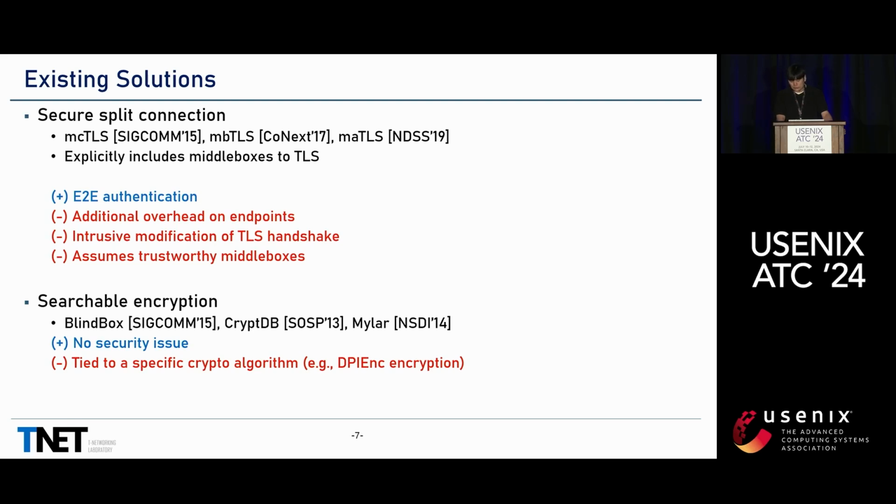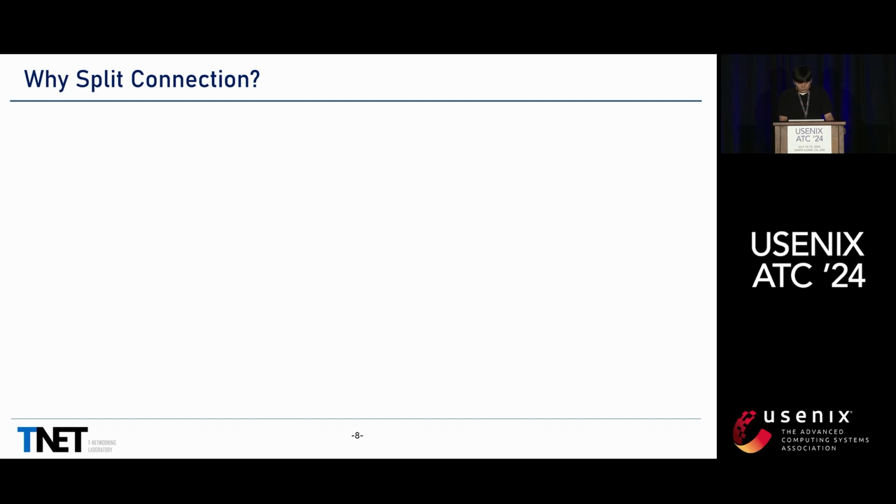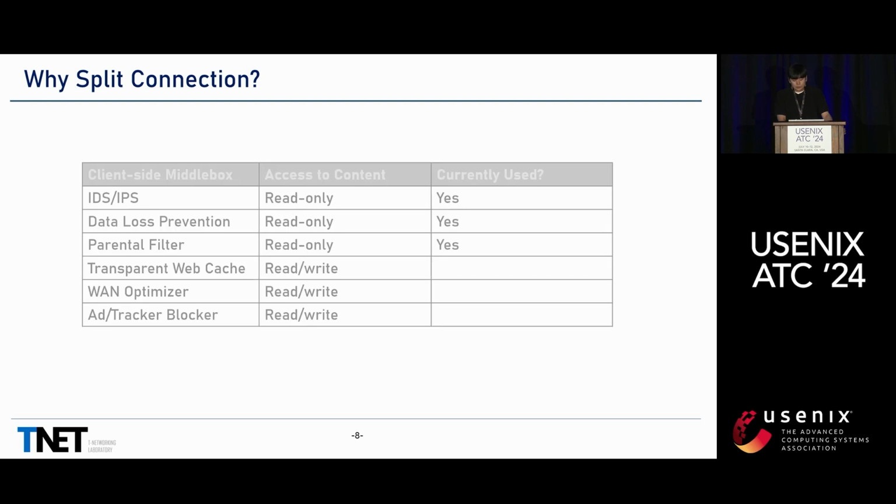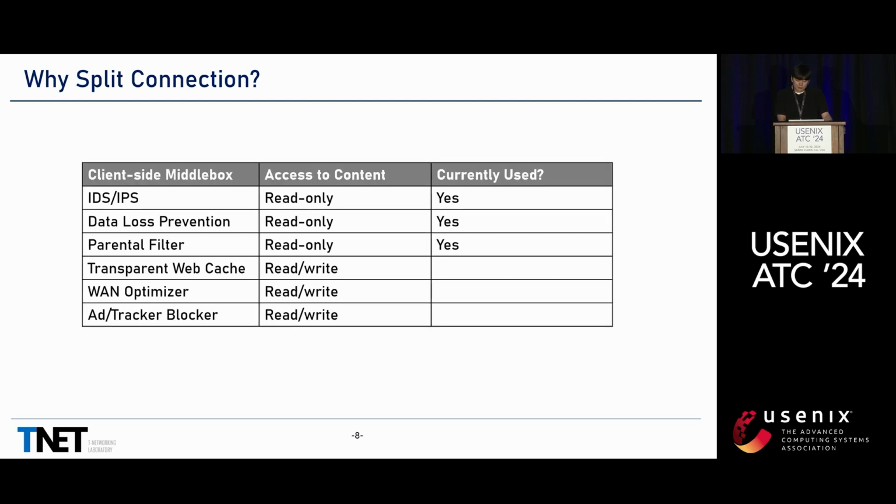Unlike the previous works that try to improve the TLS protocol over the split connection middleboxes, we focus on the underlying connection. First of all, why do we need to split the connection? Previous works used split connection to allow trustworthy content modification on the middleboxes. So we analyzed various types of client-side middleboxes. As shown in the table, some of them need to modify the content indeed.